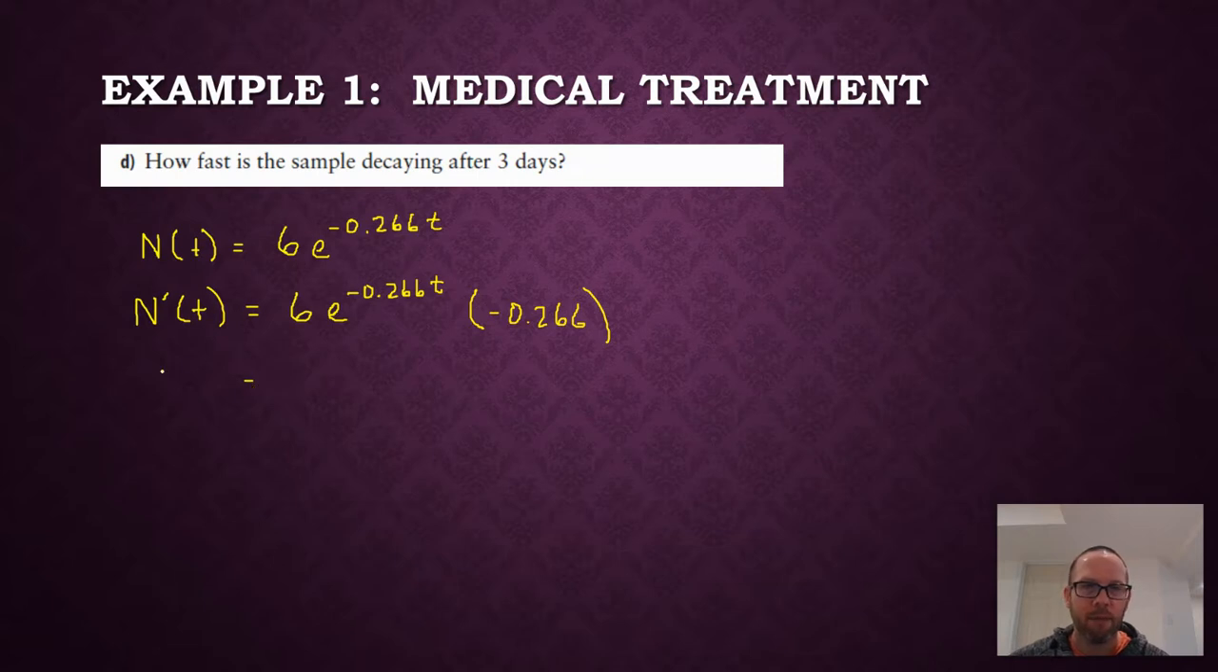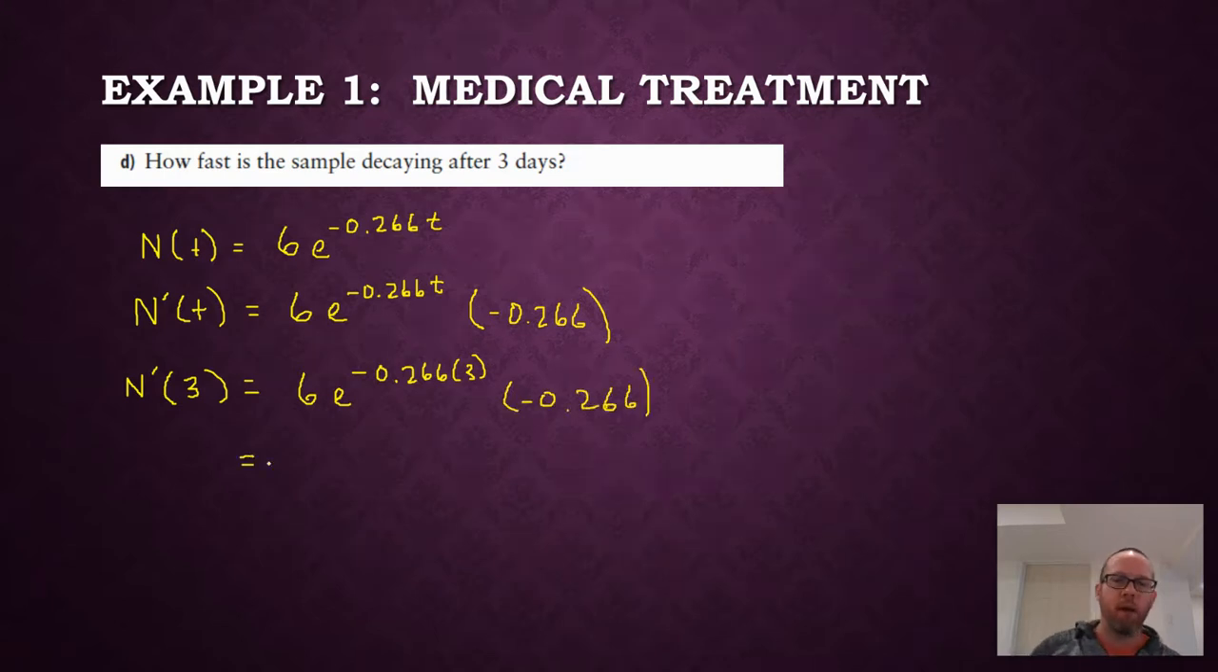I don't think we really need to simplify because we're concerned with what the rate of change is after 3 days. So we'll sub in 3, and you guys can do this calculation at home. I will do it right now as well. Notice we are going to get a negative number because exponentials are always positive. So let's do this. e to the power of negative 0.266 times 3 times 6 times negative 0.266. So I got about negative 0.72.